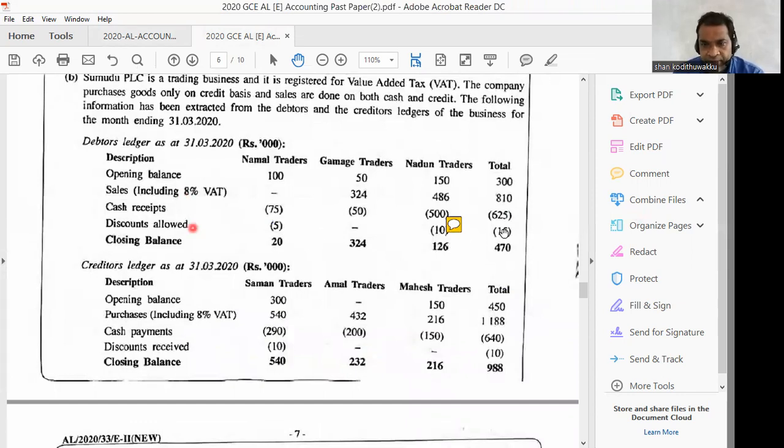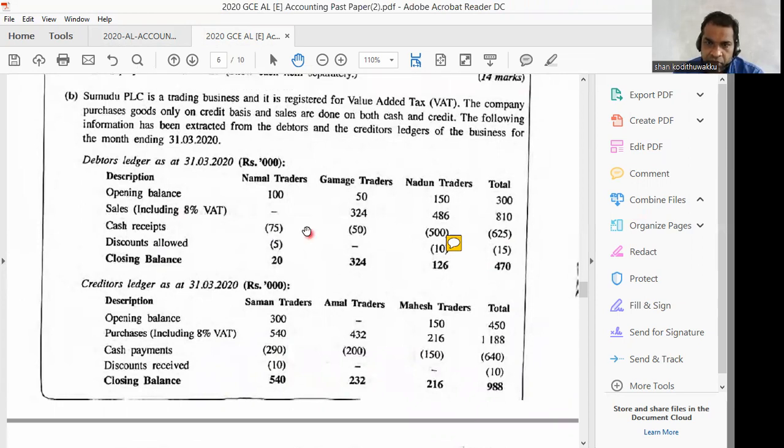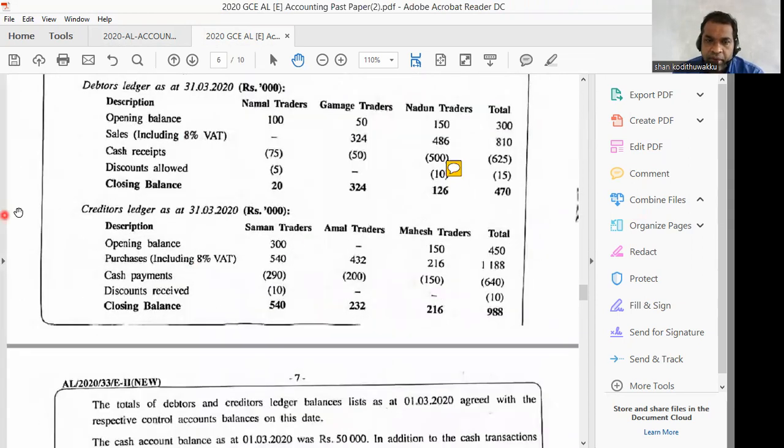Discount done. Then these are the closing balances. Then you can come to the creditors ledger as at 31st December. Opening balance here: Saman 300, Mahesh 150, total 450. We are not asked to prepare the creditors control account. Therefore, we don't need to record those things in the creditors control account.